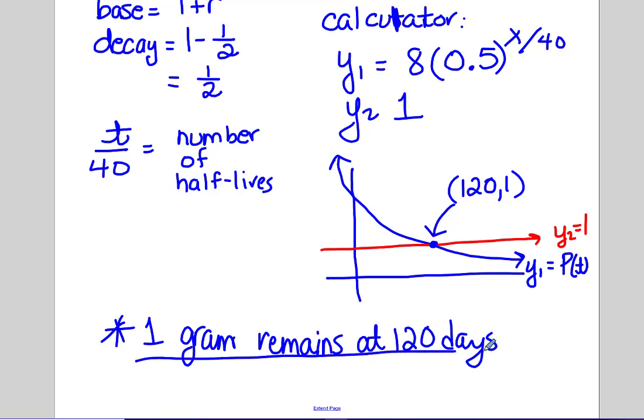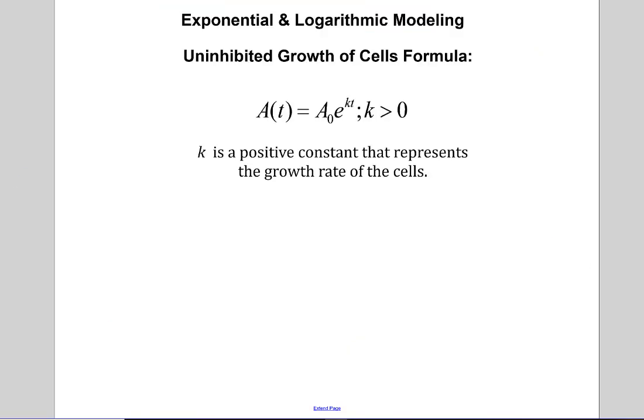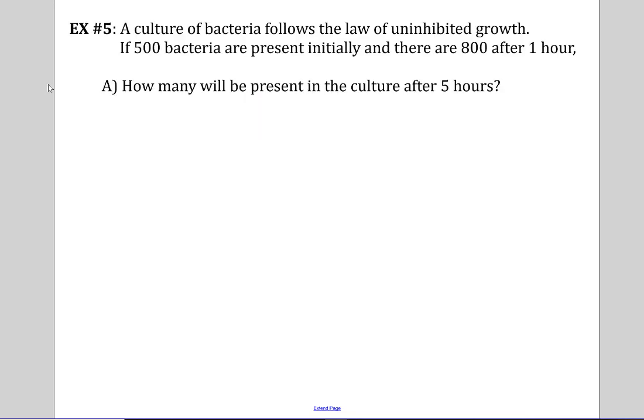So we're modeling with the population growth and decay model and logistics functions. Here's another equation, uninhibited growth of cells formula, often seen this way, using e as our base. Instead of the 1 plus the rate, we've got continuous exponential growth or decay. So if the k is negative, that would be decay. If k is positive, that would be growth.